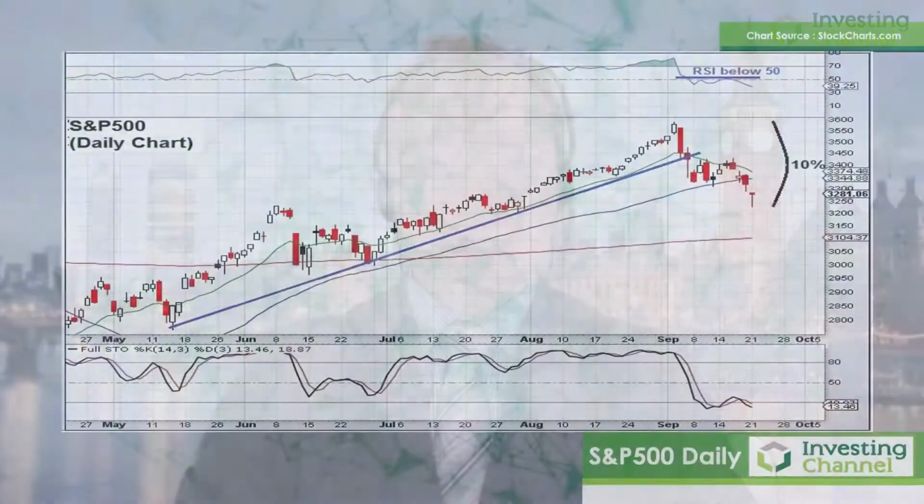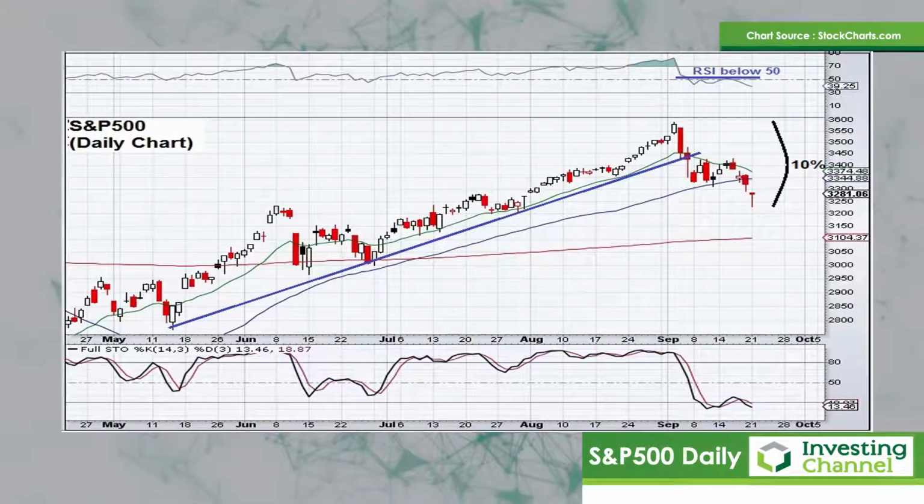This is your weekly look at the S&P 500 and the Nasdaq 100 indices. So as always, we start the week with a look at the daily chart of the S&P 500. It's been quite a month.